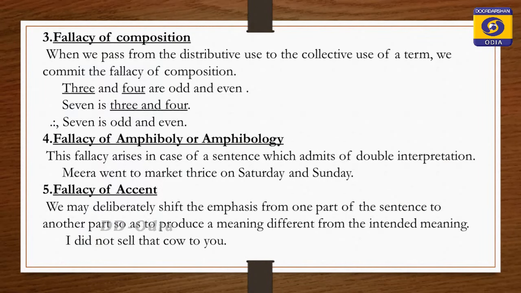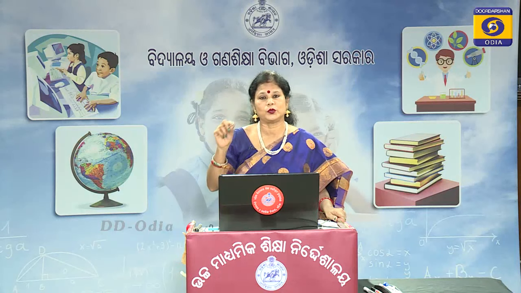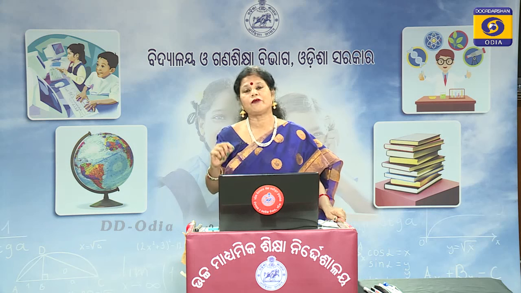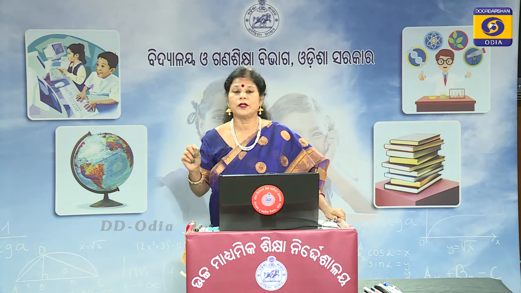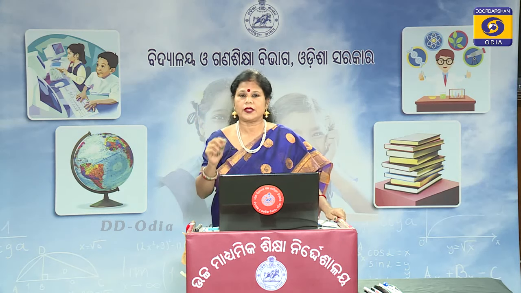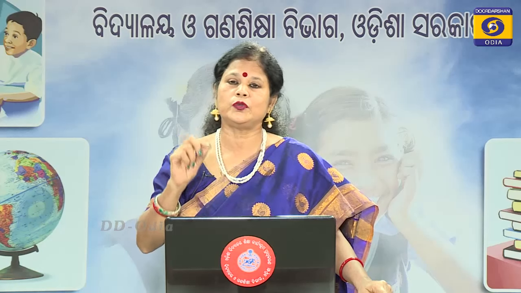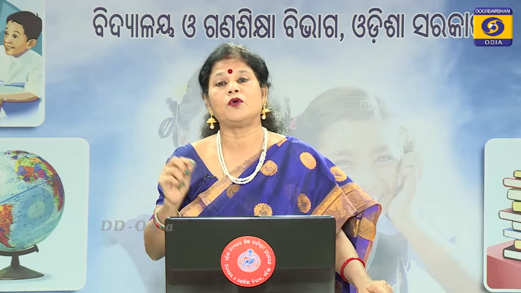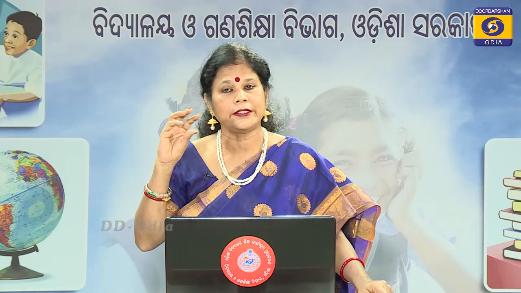Now, let us see the fallacy of composition. Fallacy of composition is just the reverse of the fallacy of division. In fallacy of division, we pass from collective use to the distributive use. But in fallacy of composition, we pass from distributive use to the collective use. That means, if something is true of an individual, that may not be true of the whole class. जो एक individual पर true, वह पूरे class पर true नहीं हो सकता.